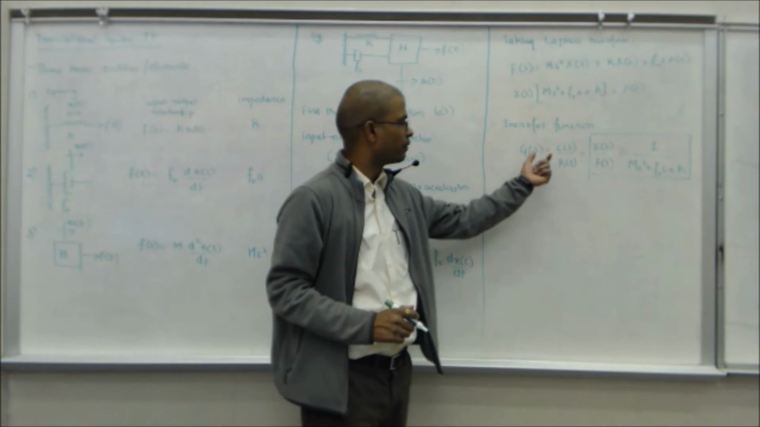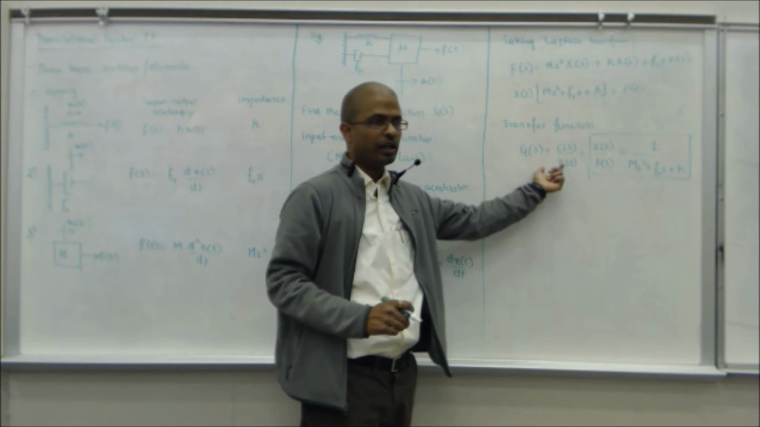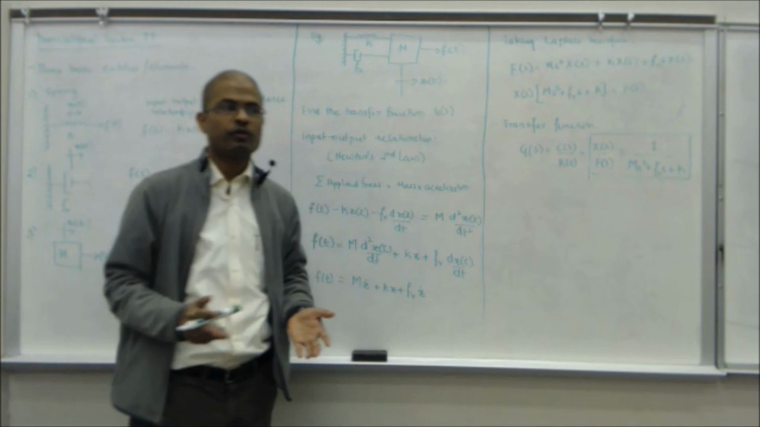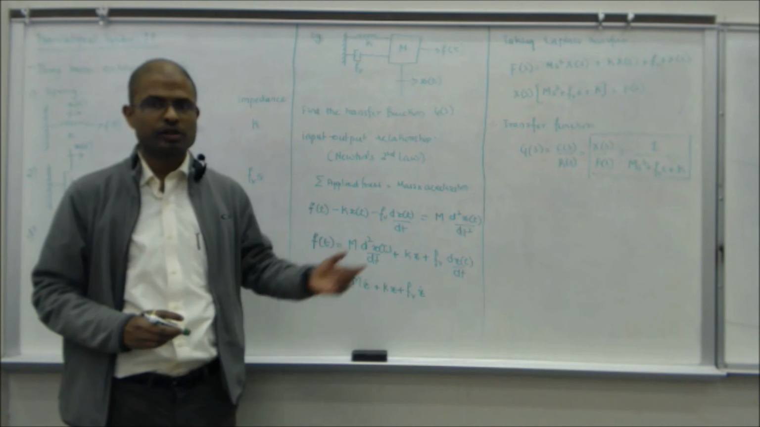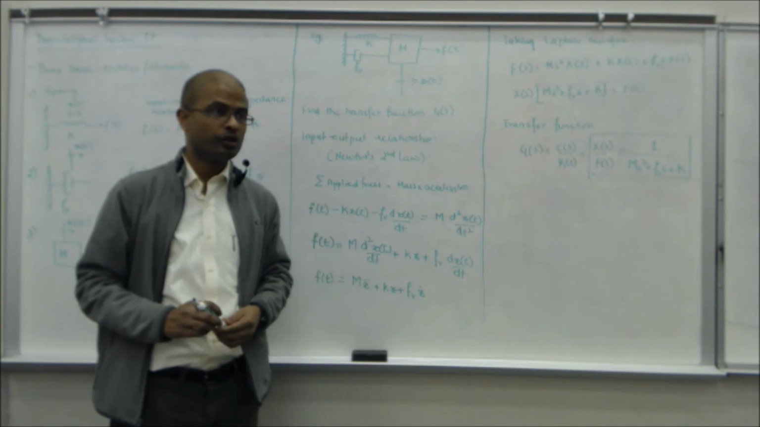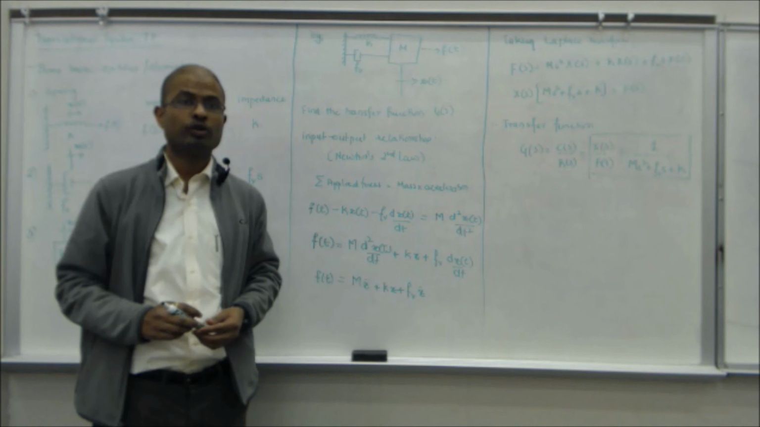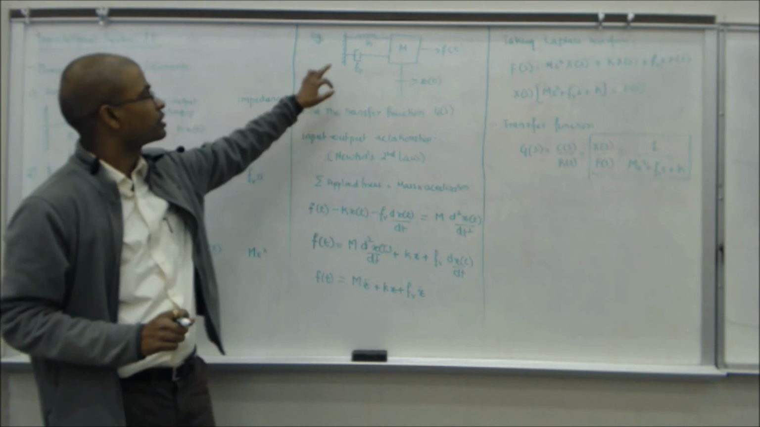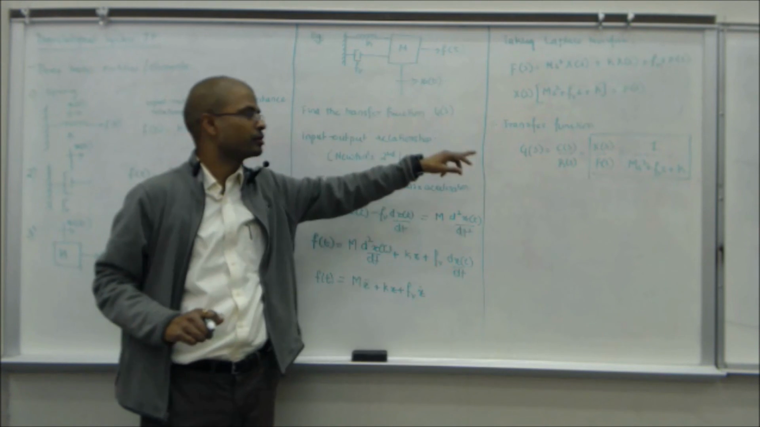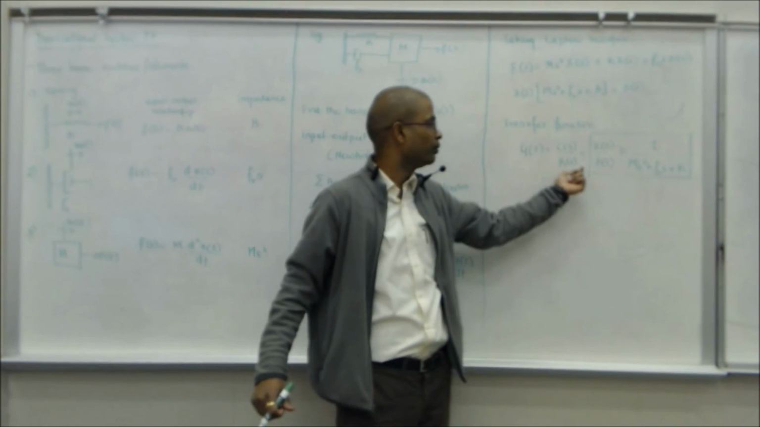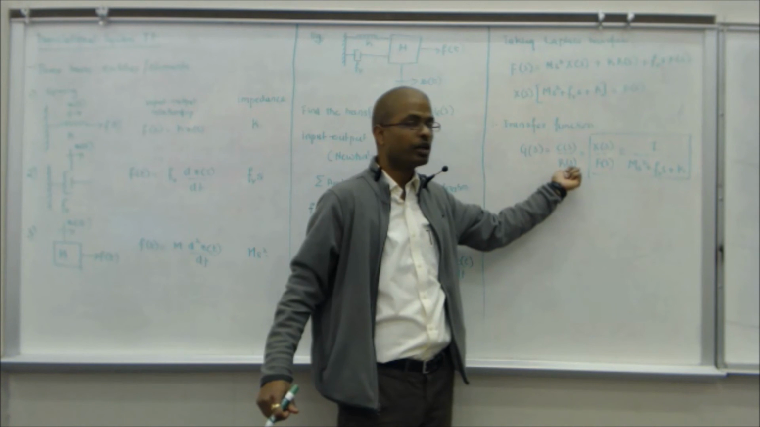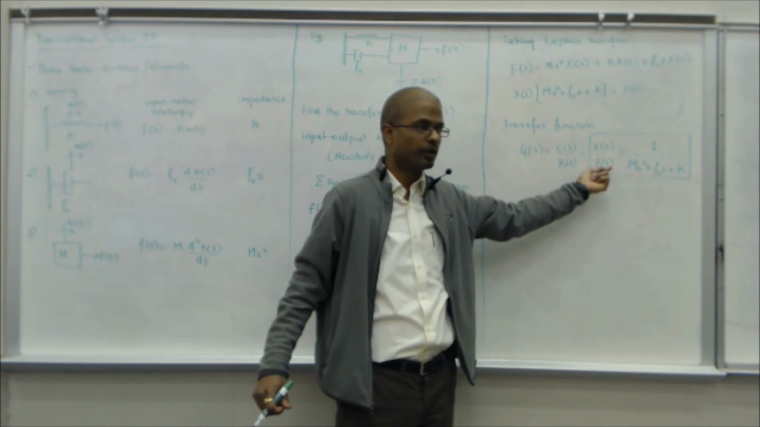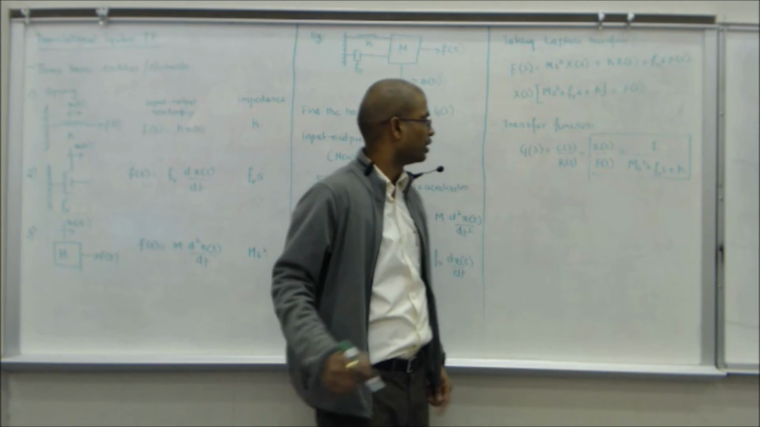Let me just note here that c of s is the general notation for any output or response. But here specifically the output or the response is this displacement x of t or x of s. The general notation for any input is r of s, but since here it is f of s, we use that.